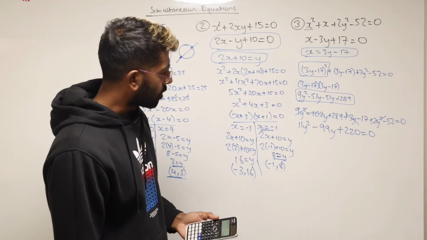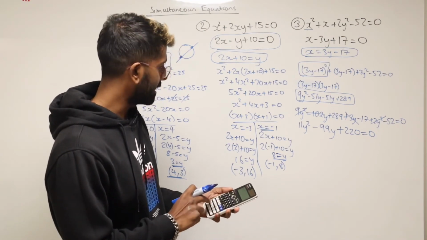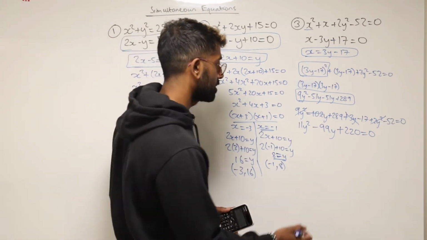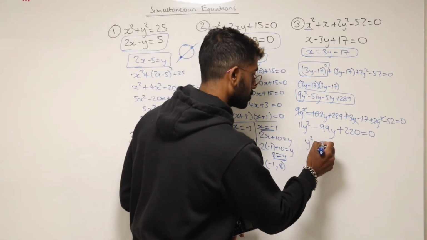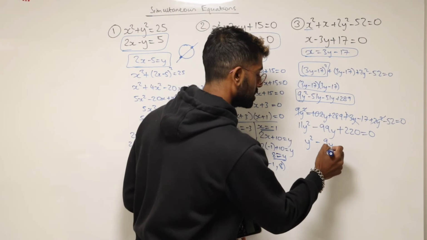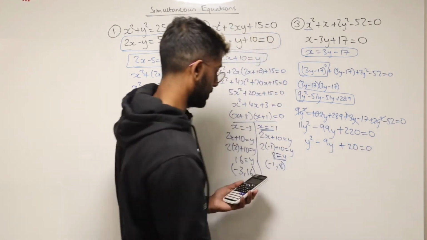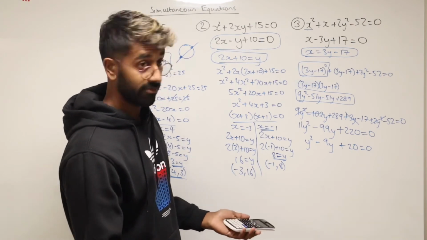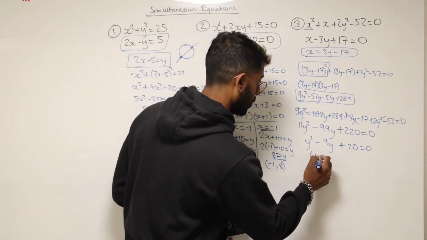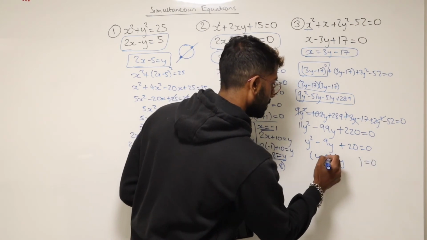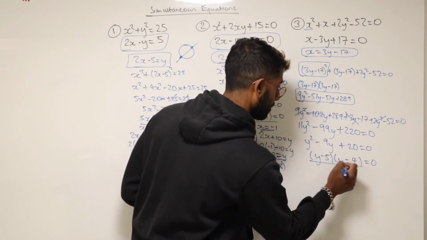Well, I think again though, we can divide everything here by 11. So let's go and do that because the numbers will become smaller and a lot easier for us. So then that's y squared minus 9y plus, and that's just going to be 20. There we go. That's all good. And now we can factorize this again quite easily, I think. So we'll have y, and that's going to be minus 5 and minus 4.